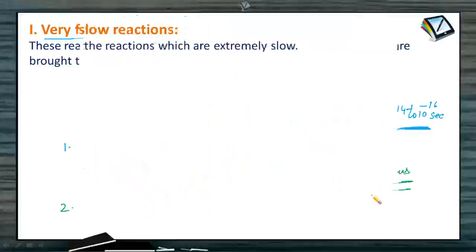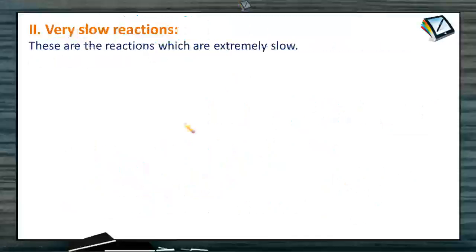And the second type: they are very slow reactions. So these are the reactions which are extremely slow. They may take months together to show any measurable change at room temperature, and it is difficult to study the kinetics of such reactions as they are very slow. Difficult to study the kinetics of these reactions.